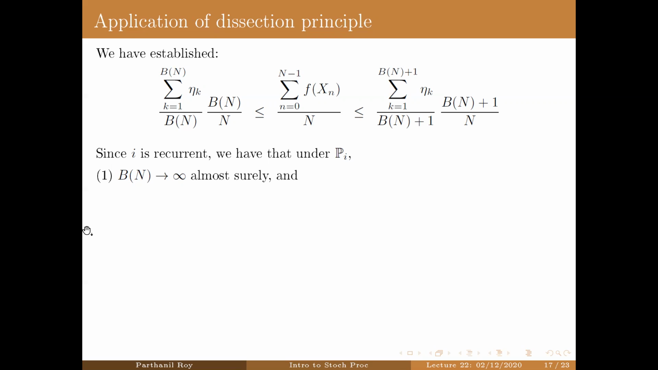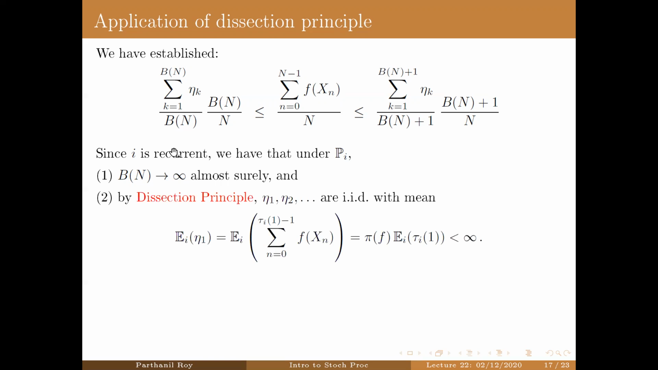This is a random variable that converges to the total number of visits to I, and that has to be infinity under recurrence, almost surely, of course. So with probability 1 under pi, Bn should converge to infinity. So this is where we are using the recurrence.